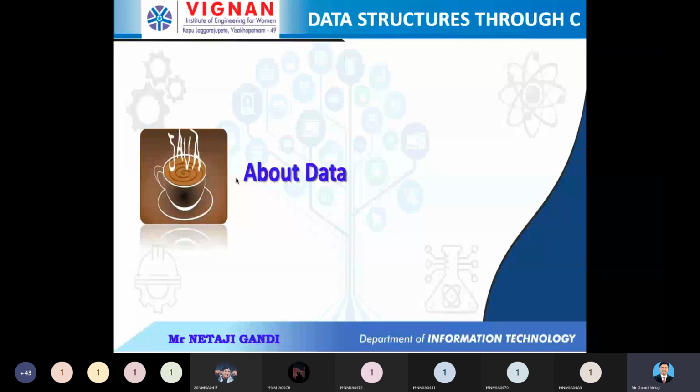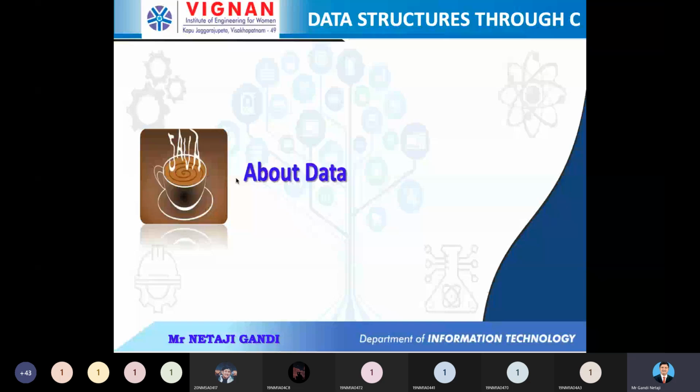So now, what is the data? What is the structure? First of all, what is meant by data? What is meant by structure? We already know that in real time there are different types of data available. What are the different types of data in real time? Facebook data, Google data, audio data, video data, text data. There is so much data available.